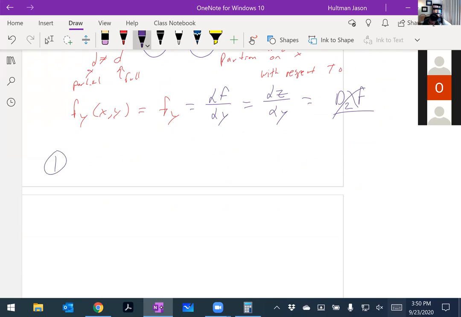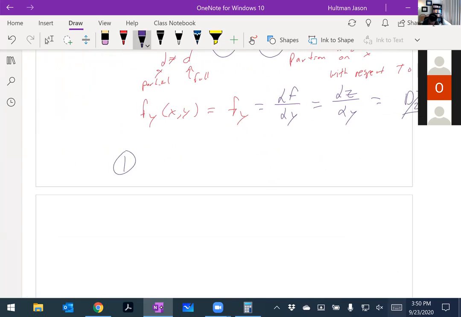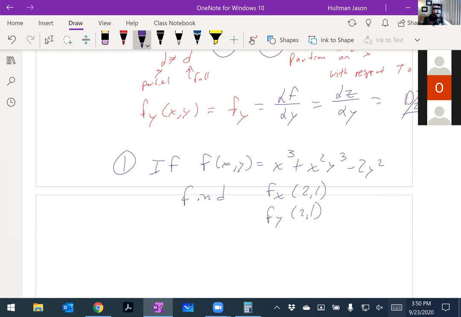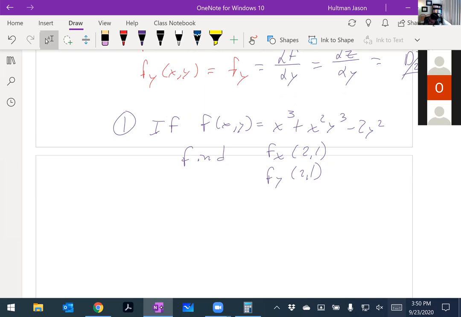Okay, number 1. If f of x, y is equal to x cubed plus x squared y cubed minus 2y squared, find f sub x of 2, 1 and f sub y of 2, 1. Think of this as like taking implicit differentiation, but you're letting one of them be constant. You're just allowing the variable that you're not taking the derivative on to act like a constant.